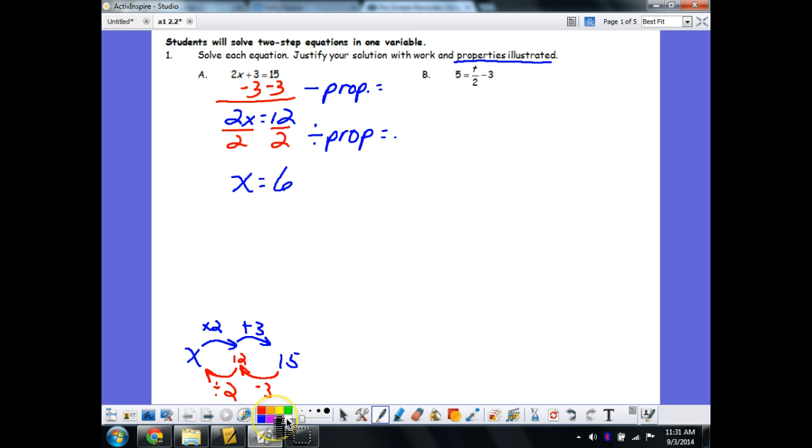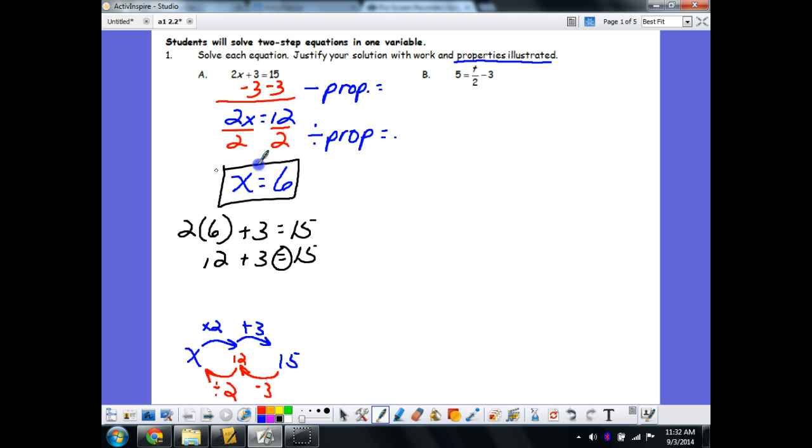Now again, no reason to get these wrong. You can, of course, check your answer by plugging 6 into the original equation for x and make sure that that equation is true. Well, order of operations, we do 2 times 6 first, 12 plus 3, and of course 12 plus 3 is in fact equal to 15. So then we know without a doubt that 6 is our solution for x.